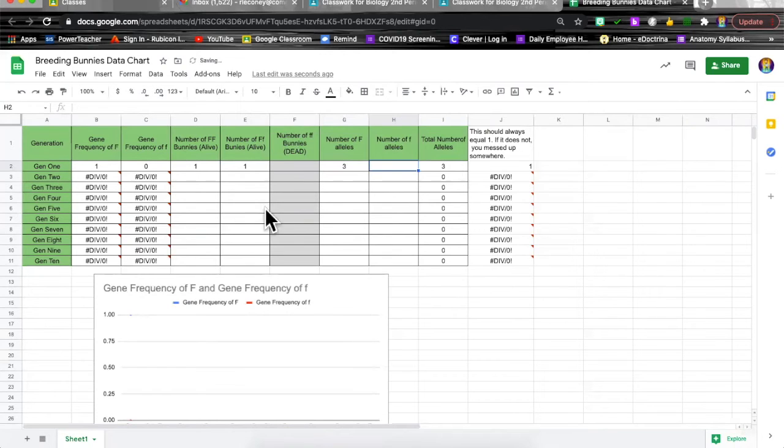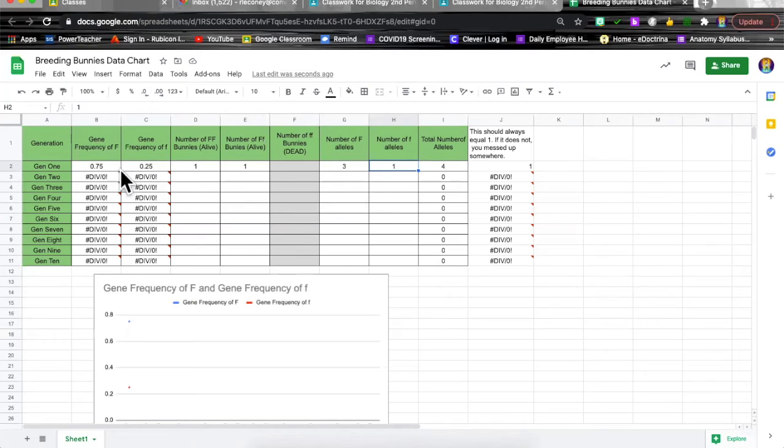And notice my math started changing now. Total number of alleles, 3. How many little f alleles? Well, the little f ones are dead, so don't fill this in. And how many little f survived in the heterozygous? 1. Because this rabbit had 2 alleles. 1 is a big F, went in this column. 1's a little f, went into this column. So now there are 4 total alleles.